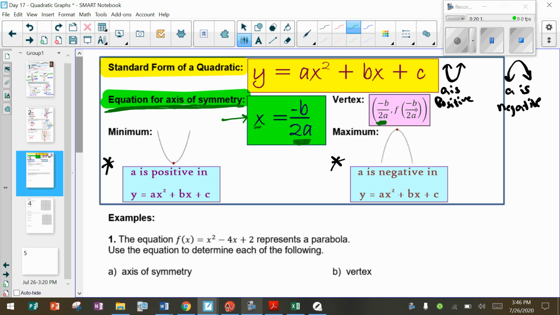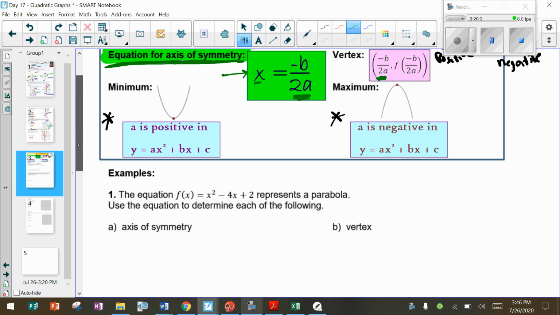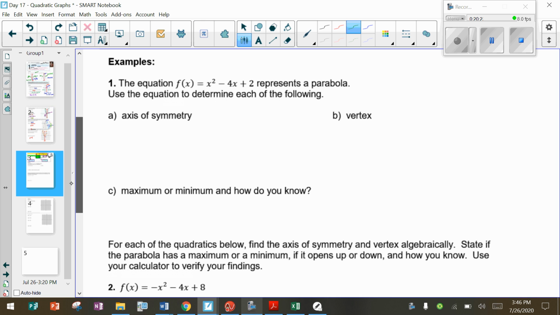I'm going to do some examples to help you sort out what I was just describing. So let's just get into it. The more we practice, the easier it is to remember and learn. Doing it helps. So let's do it. The equation f of x equals x squared minus 4x plus 2 represents a parabola. Use the equation to determine each of the following.